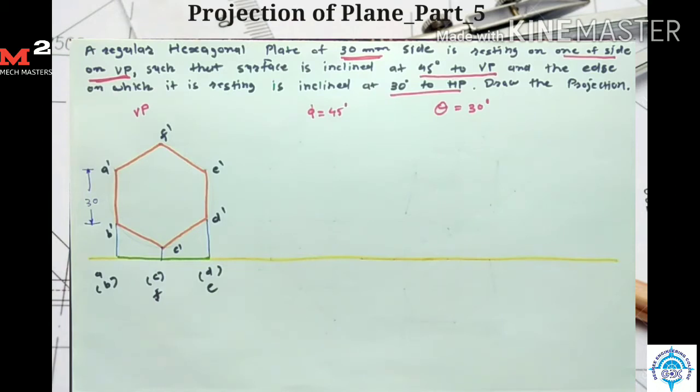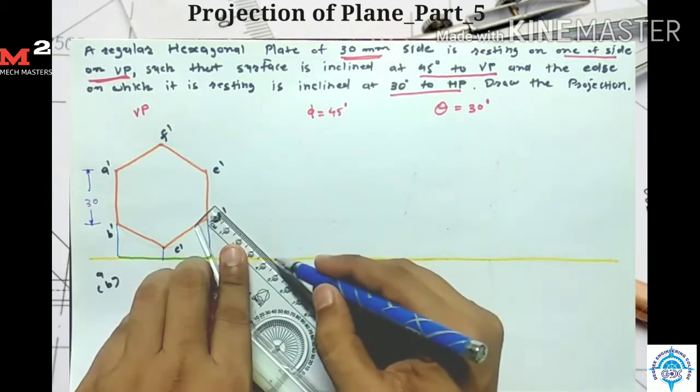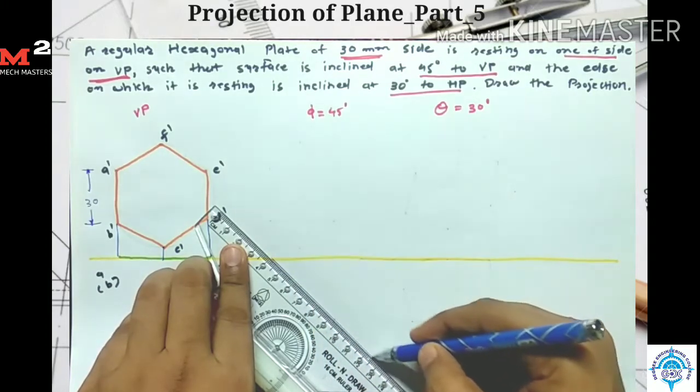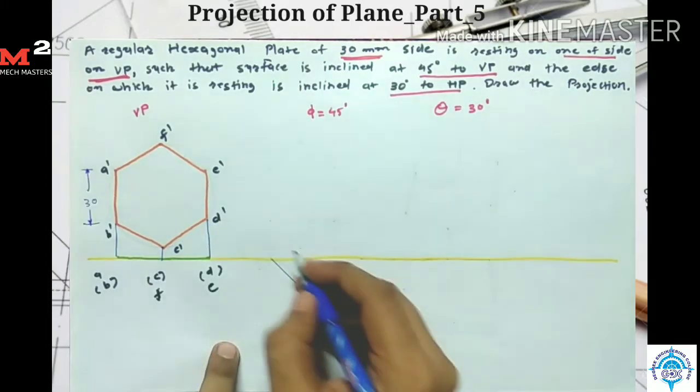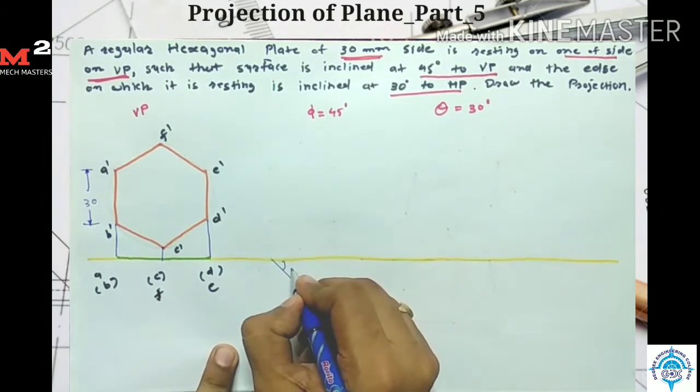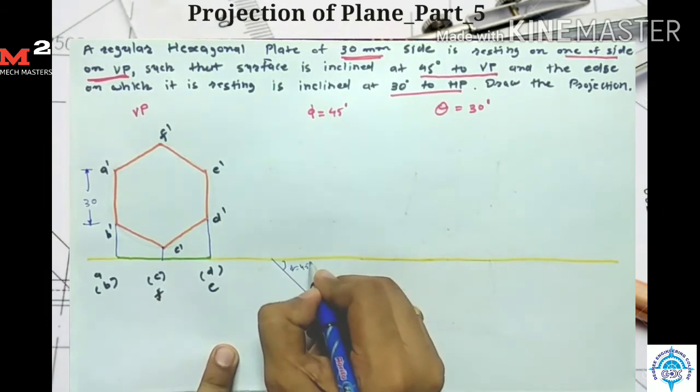In the second stage, it is given that the plane makes an angle of 45 degrees with the vertical plane. So we represent this angle on the horizontal plane. For that, I draw one line at an angle of 45 degrees here. This angle phi is equal to 45 degrees.